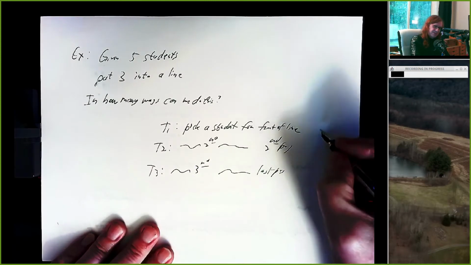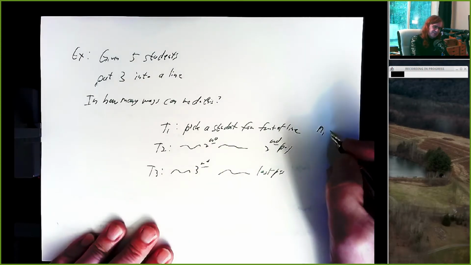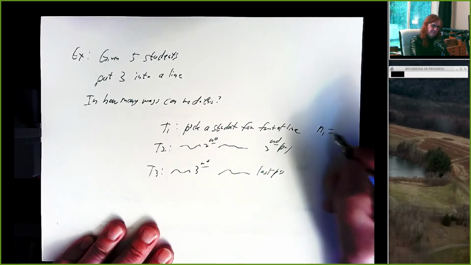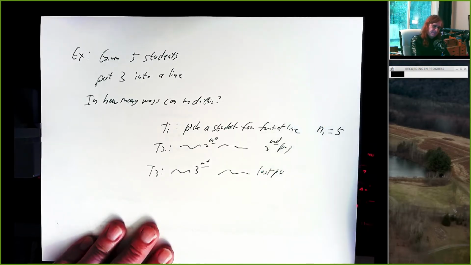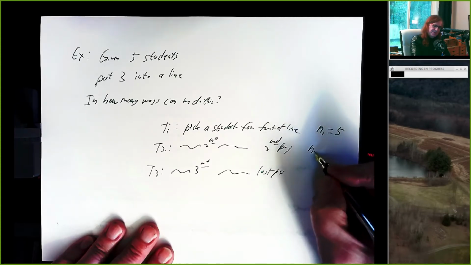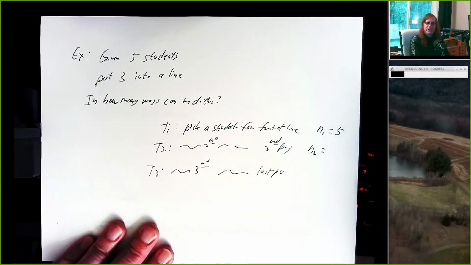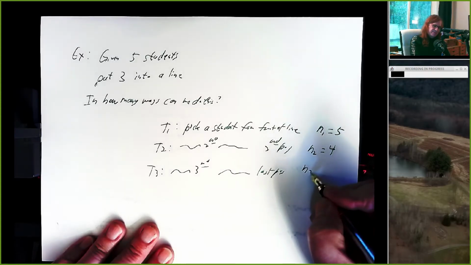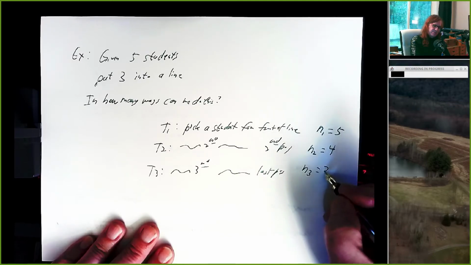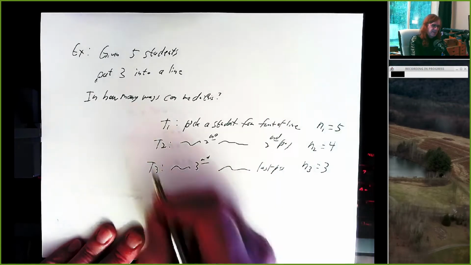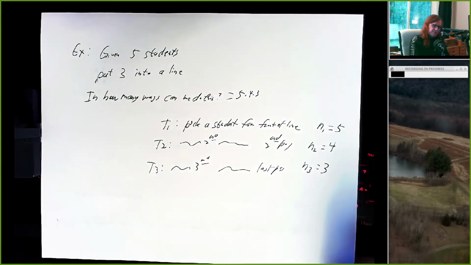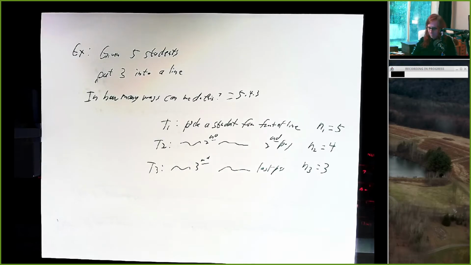So how many ways can we choose a student from a group of 5 to go in the front of the line? 5, because we can pick any of the 5 students. And then how many ways can we pick a student to go in the second place? 4, right, because we've already picked one. And then to pick the last student, we've already picked 2 students. We've got 3 students left. So the number of ways we can do this is 5 times 4 times 3. So it'd be 5 factorial over 3 factorial.